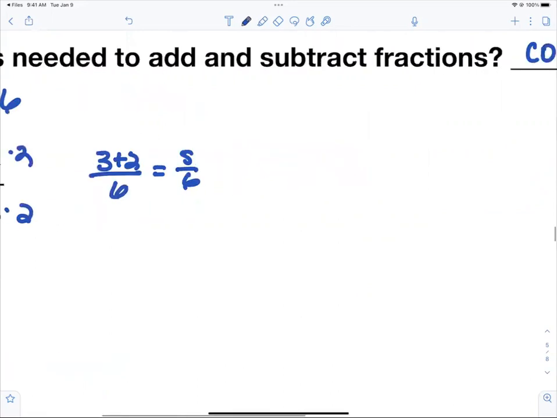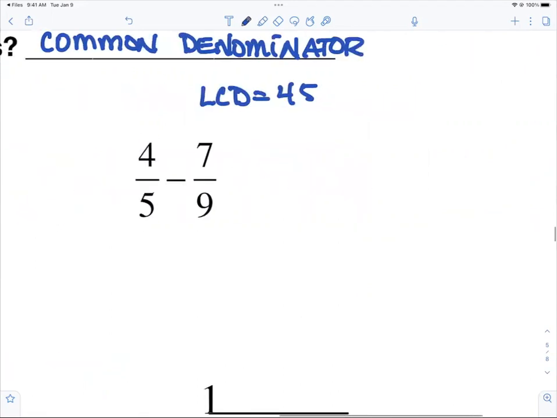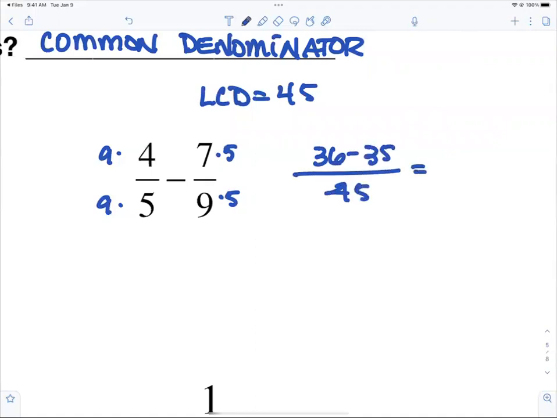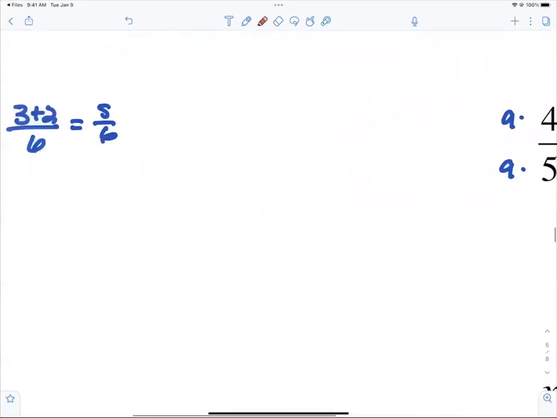Basic skill review. Moving to the next, 4 over 5 minus 7 over 9. Common denominator is 45. So the first fraction needs to pick up a factor of 9. Second fraction needs to pick up a factor of 5. Leaving me with 36 minus 35 over 45. That's 1 over 45. Notice that simple skill. Once you get the common denominator, all of your work focuses in the numerator. So remember that as these things start to layer up a little bit.